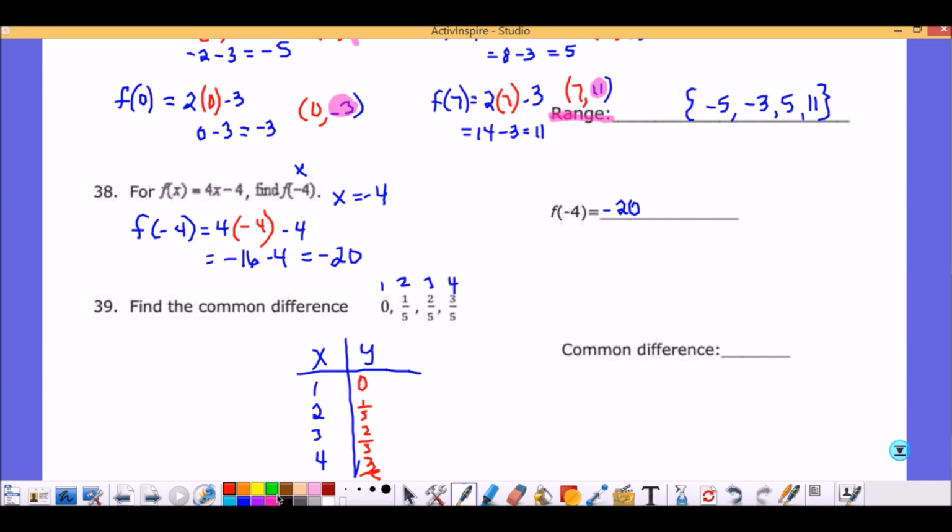So all they're asking is, how do I get from 0 to 1/5? How do I get from 1/5 to 2/5? How do I get from 2/5 to 3/5? And you guessed it. You're adding 1/5 every time. So the common difference is 1/5. And ladies and gentlemen, this is where we came up with slope.